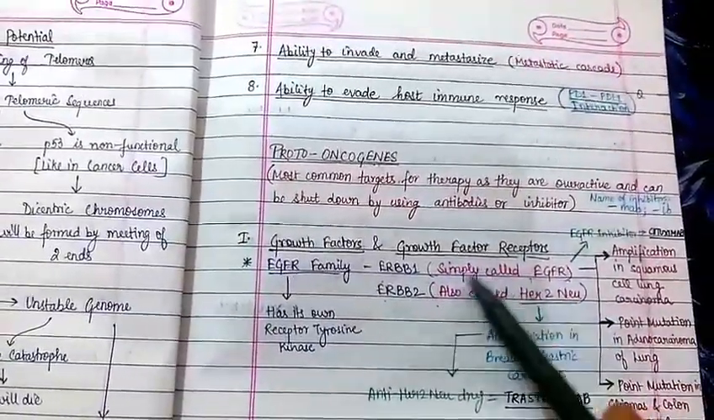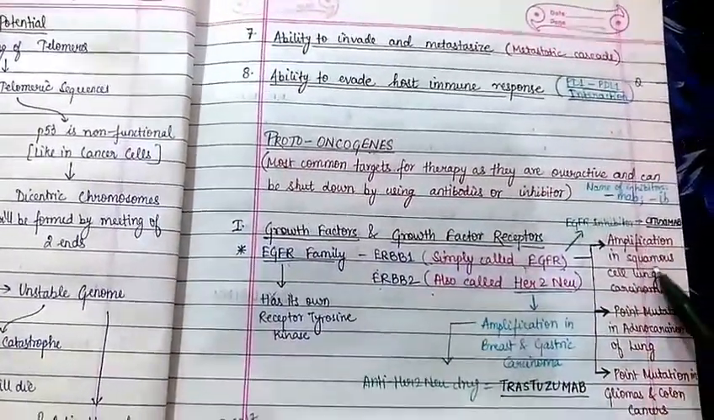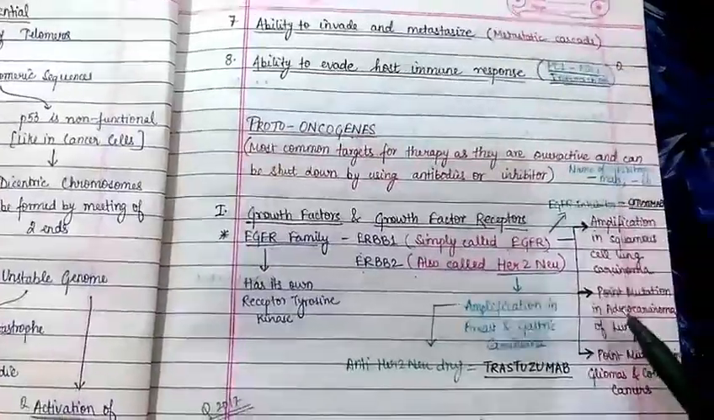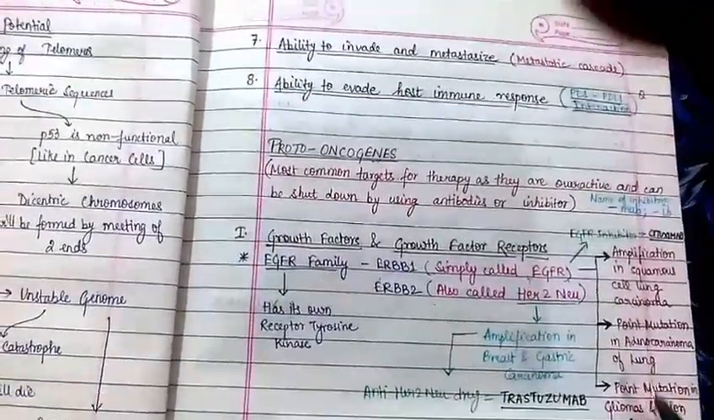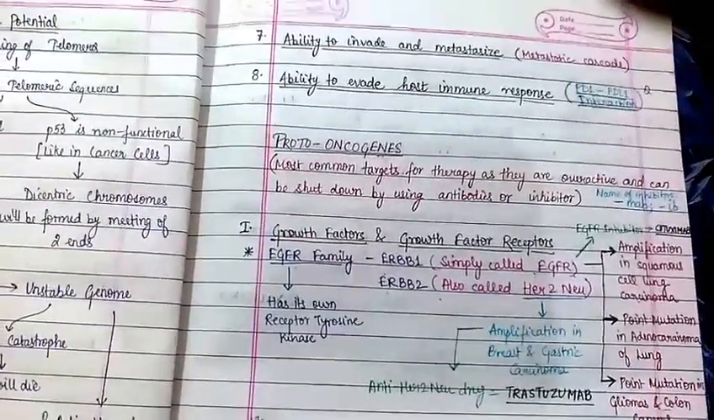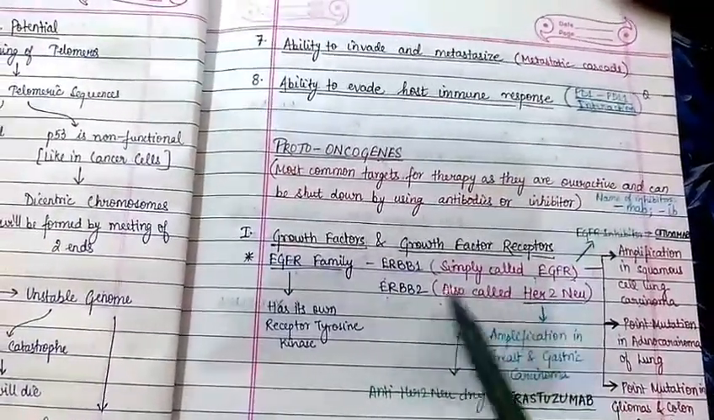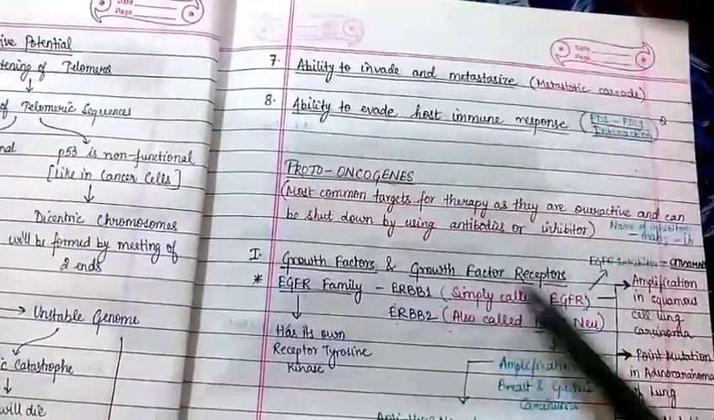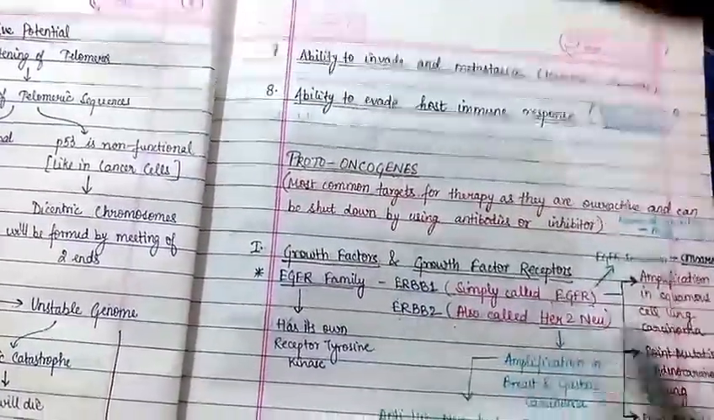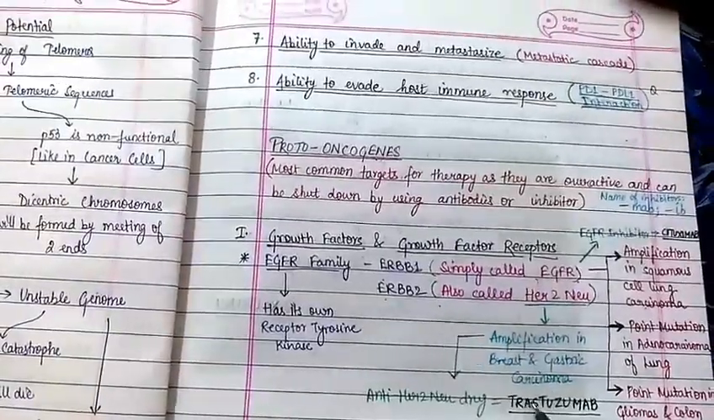Now ERBB1 amplification is shown in squamous cell lung carcinoma. If there is a point mutation in ERBB1, that can cause adenocarcinoma of the lung, and can also cause gliomas and colon cancer. Now amplification of ERBB2 is seen in breast and gastric carcinoma. We also have drugs which target ERBB1 and ERBB2. So the ERBB2 targeting drug is trastuzumab.